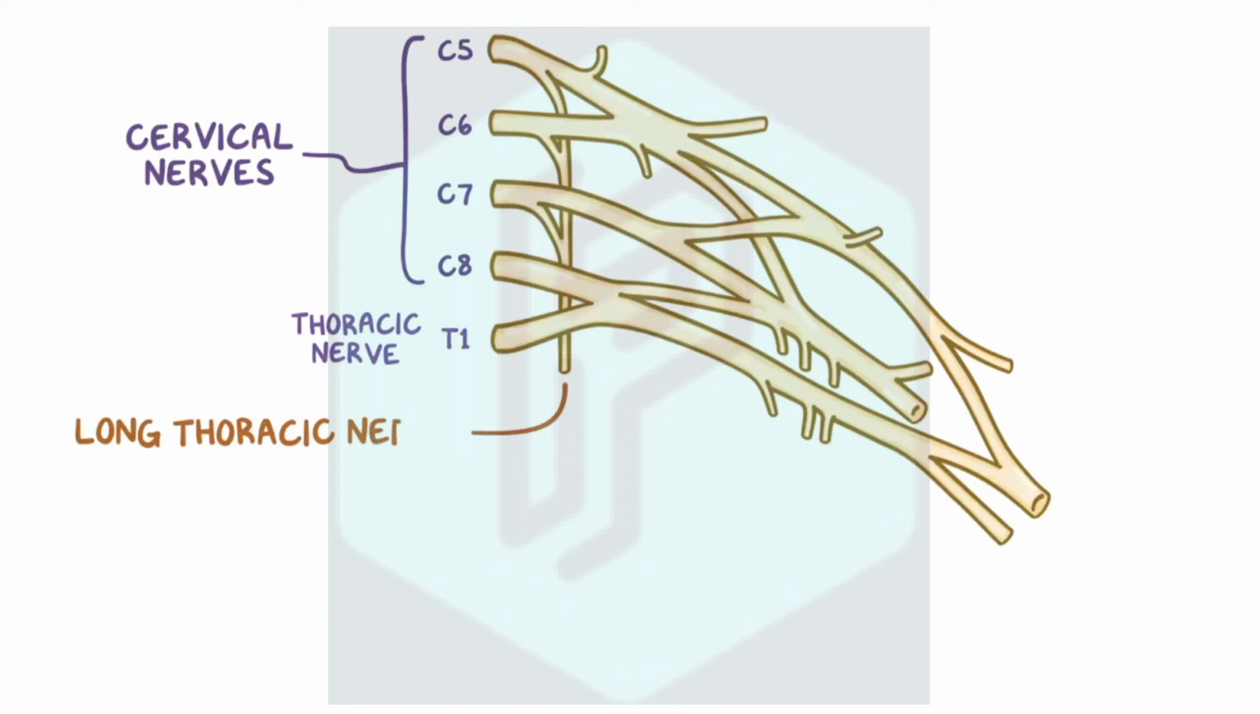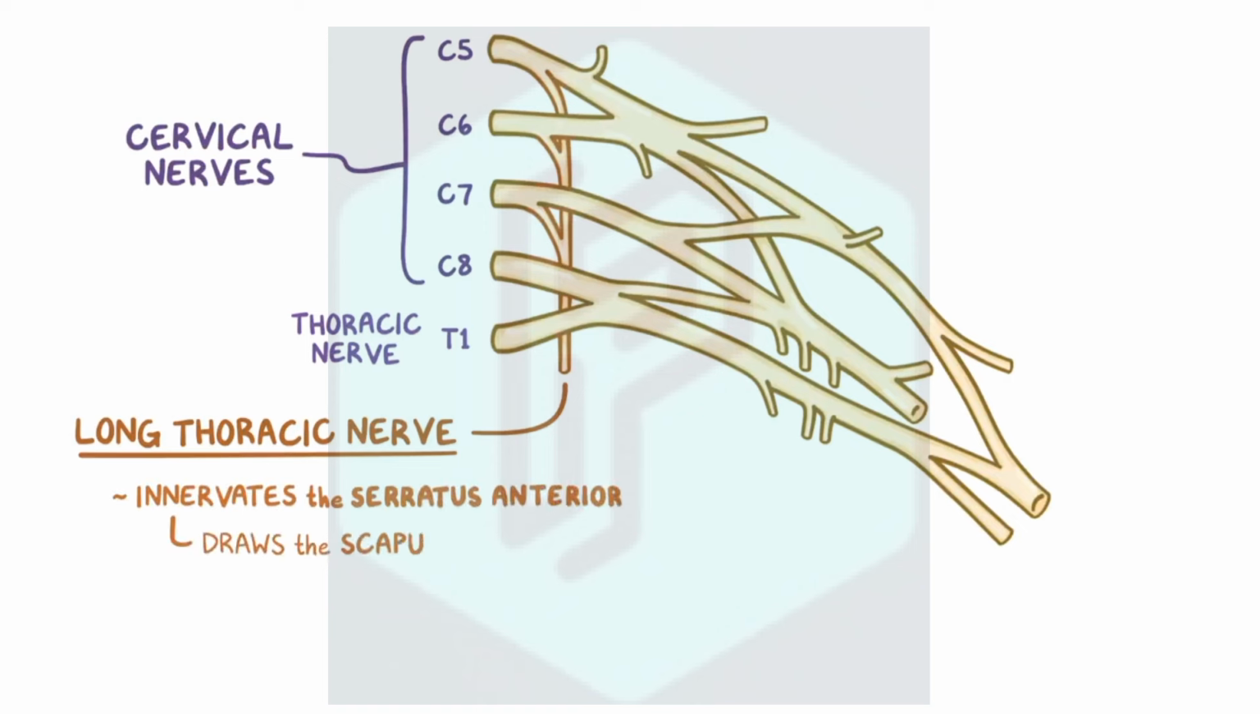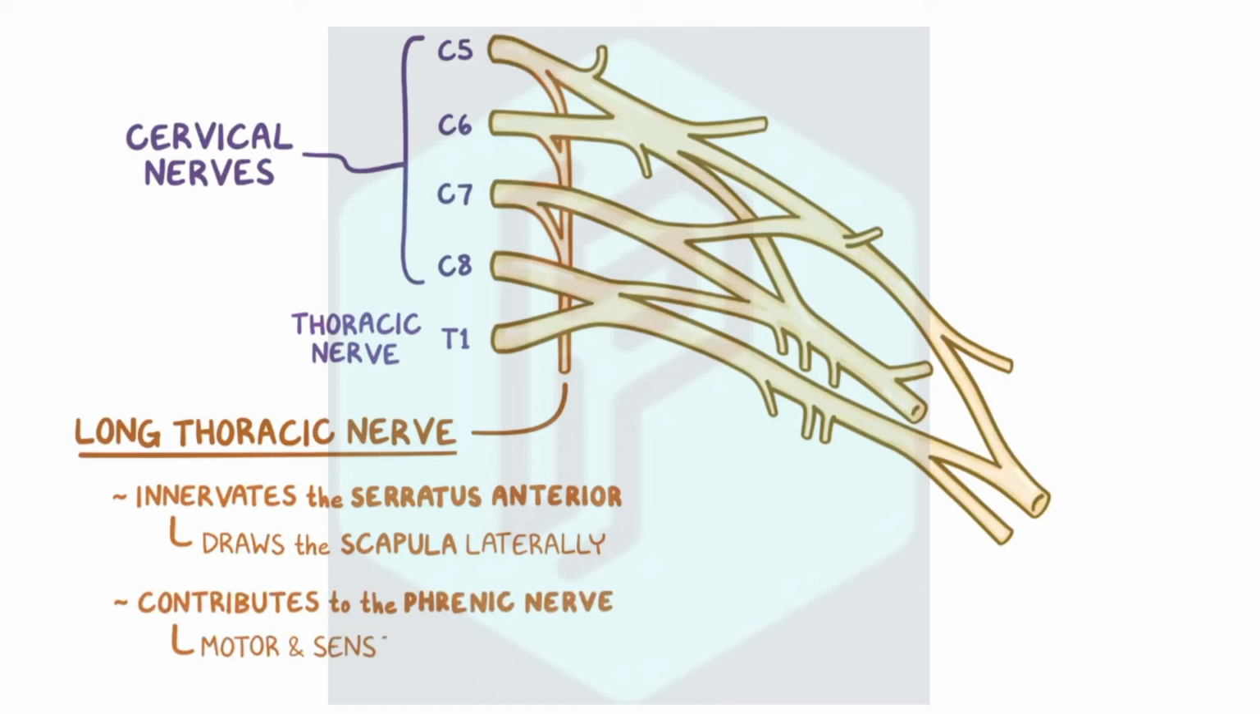The long thoracic nerve, which arises from C5, C6, and C7 and innervates the serratus anterior muscle that draws the scapula laterally. The dorsal scapular nerve from C5, which innervates the rhomboid muscles that retract the scapula, and a contribution to the phrenic nerve from C5, which gives motor and sensory innervation to the diaphragm to help breathing.